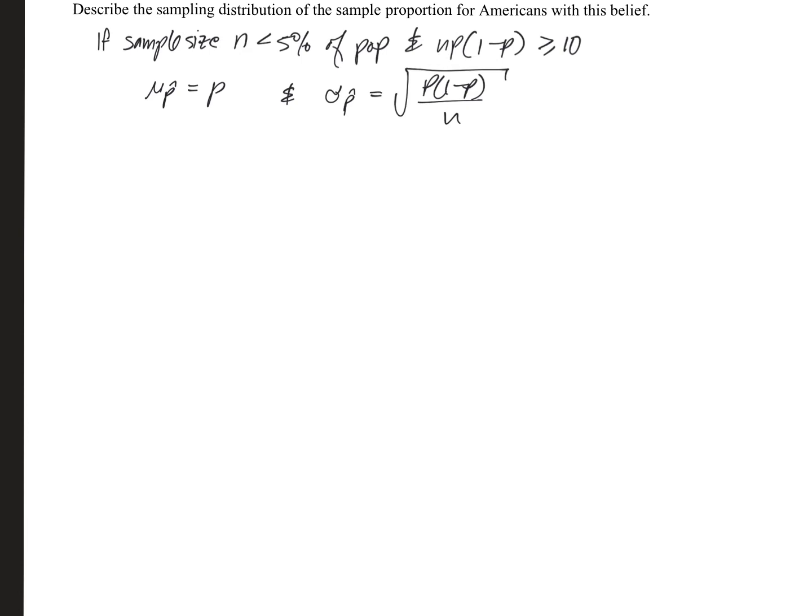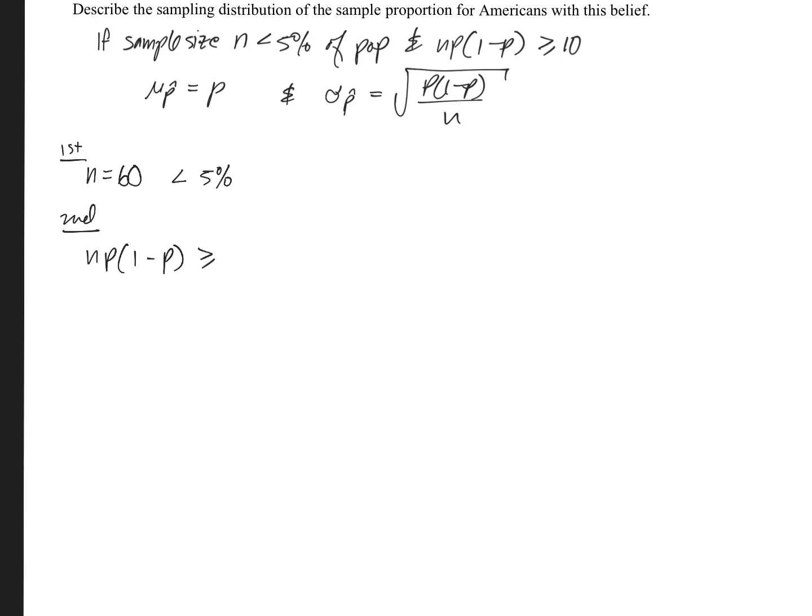Well, first off, the sample size is n equals 60. Is that less than 5% of the population? Well, the U.S. has a ton of people, and according to our book, it has over 300 million people. So that is definitely less than 5% of the population. Okay, next we're going to check. So that was first. Second, let's check n times p times 1 minus p.